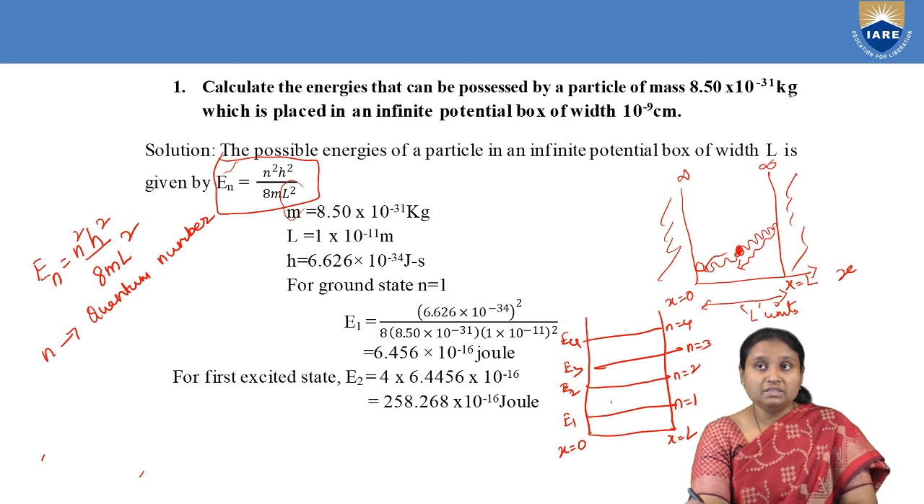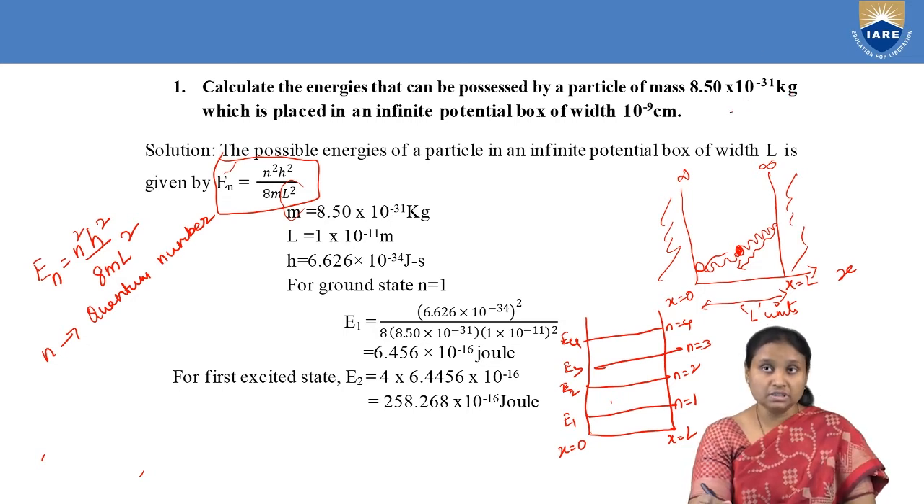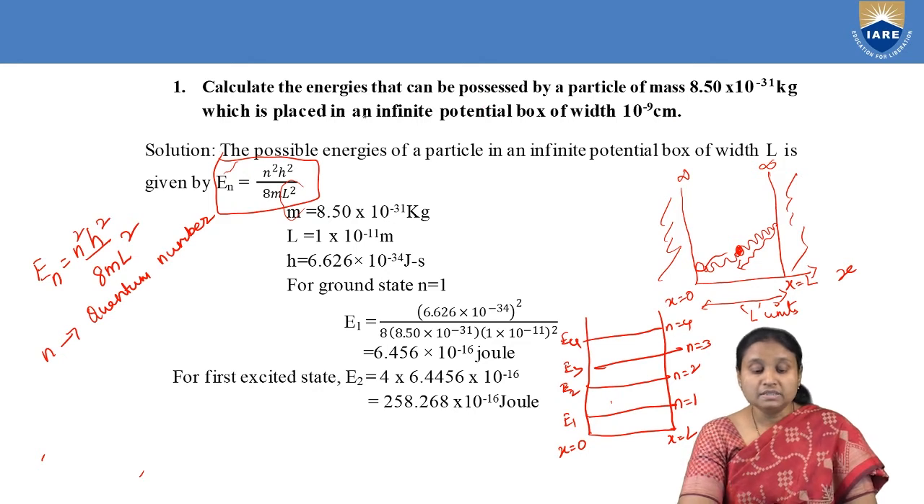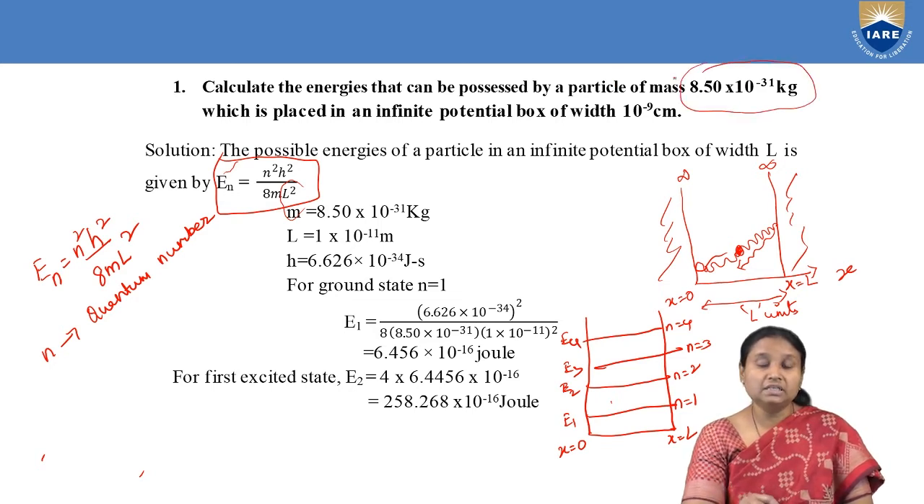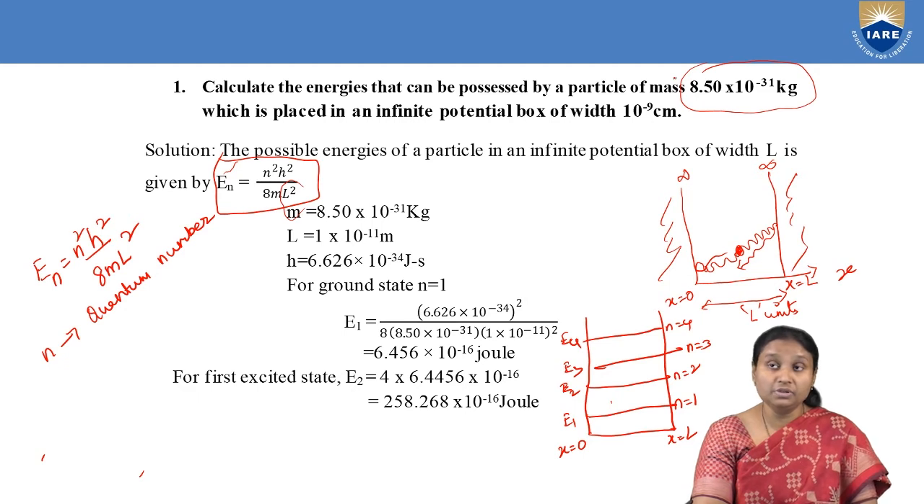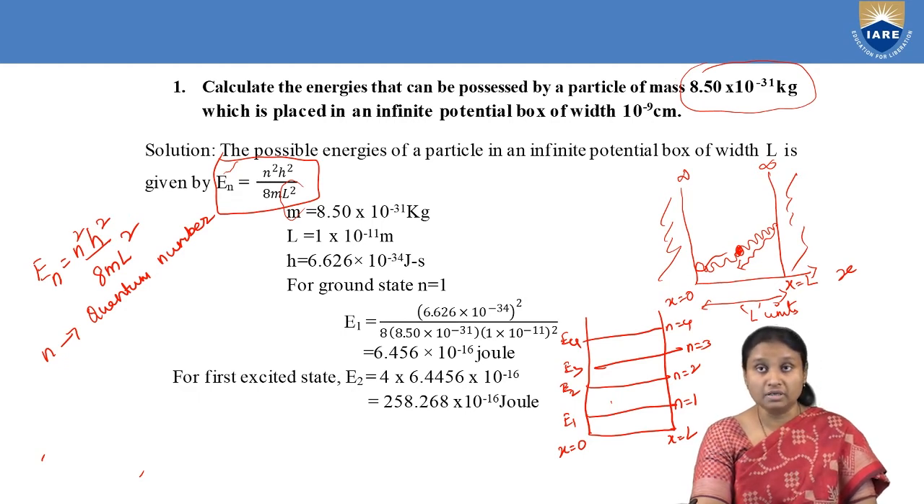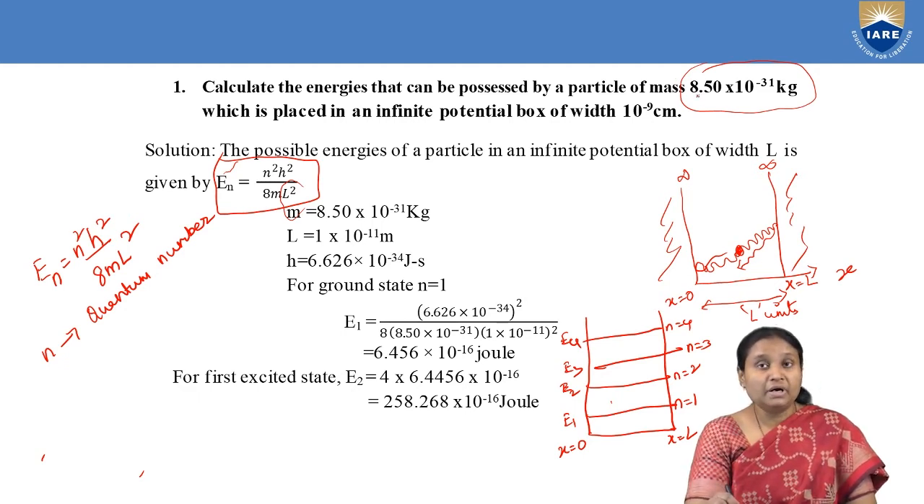And if we look at this first problem for energies associated with a particle in a potential box, here we are supposed to find the energies possessed by a particle. This particle has a mass. What is the mass of that particle? It is taken as 8.5 × 10^-31 kilograms, and this particle is bound in a potential box.